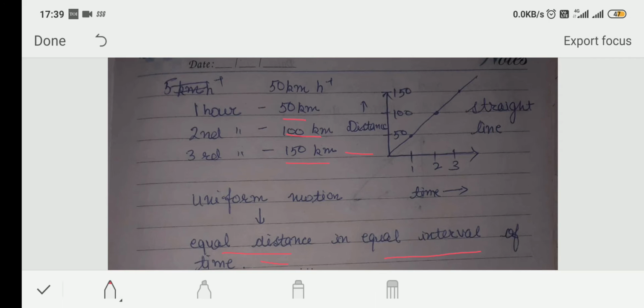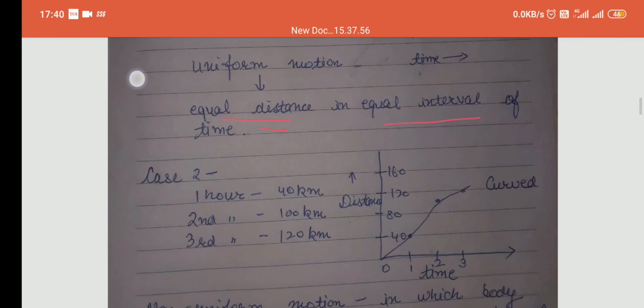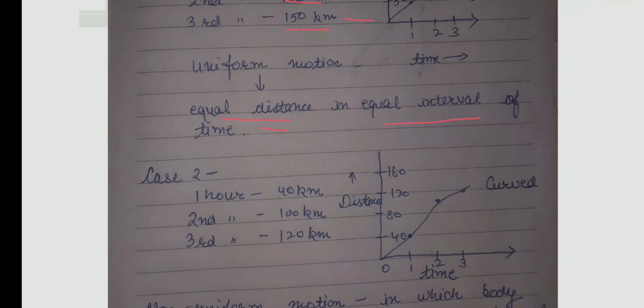And equal distance: in the first hour you have covered 50. In the second hour also you have covered 50. But the total distance you covered in 2 hours will be 100. So that's why we define uniform motion like this: a motion in which an object covers equal distance in equal intervals of time is called uniform motion.